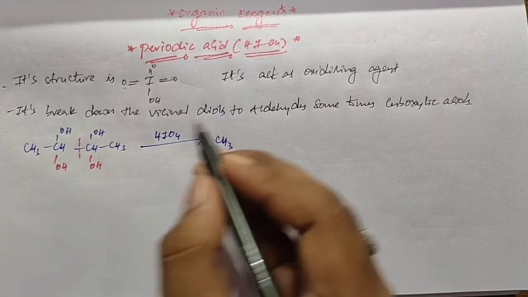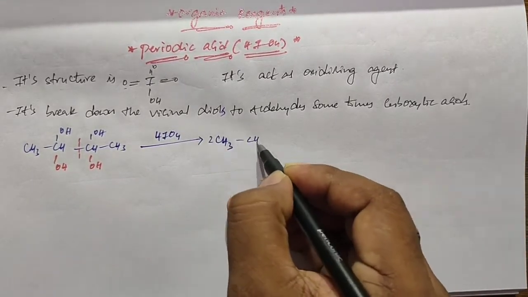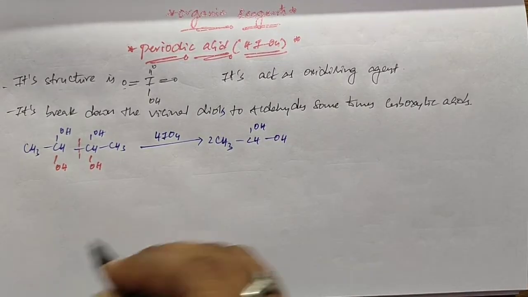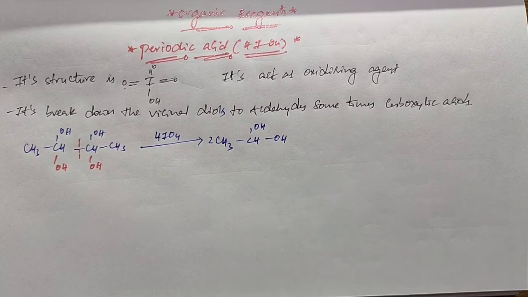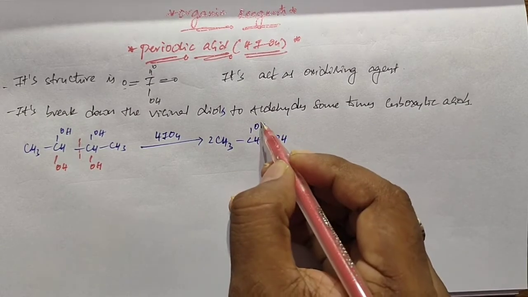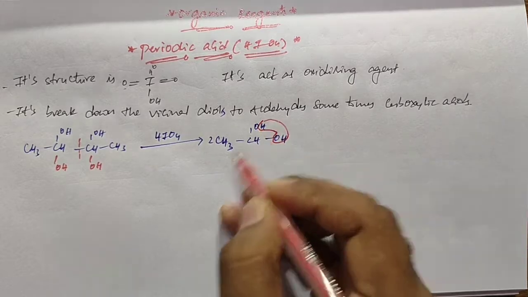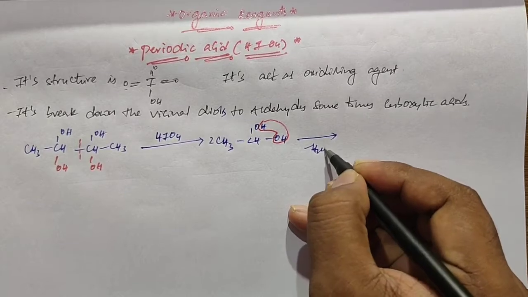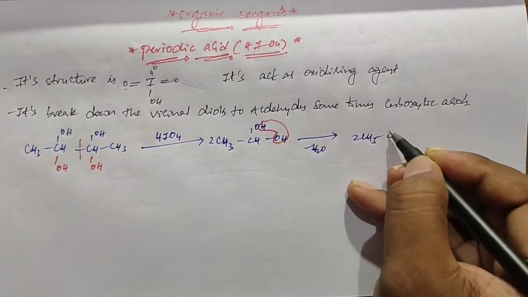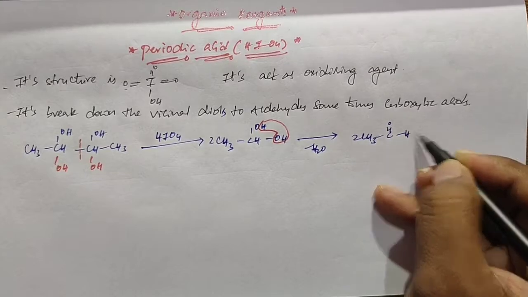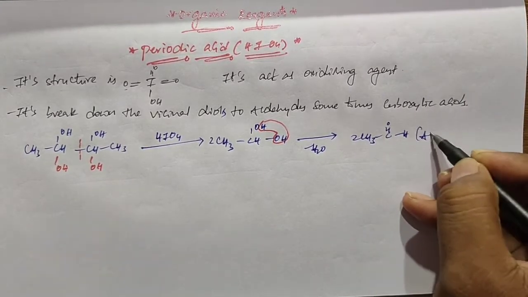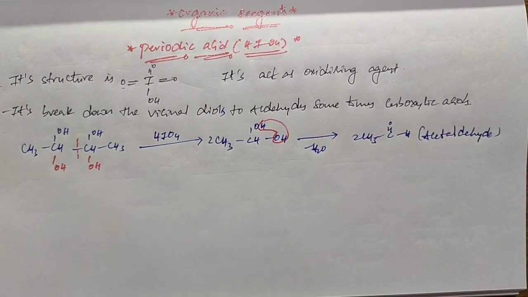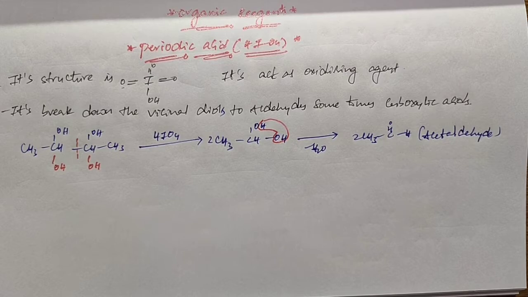So it's a symmetrical compound, and we get 2 moles of diol. After that, when two OH groups are attached to the same carbon, one water molecule can be removed. After removing the water molecule, we get the compound acetaldehyde. So this is the example.